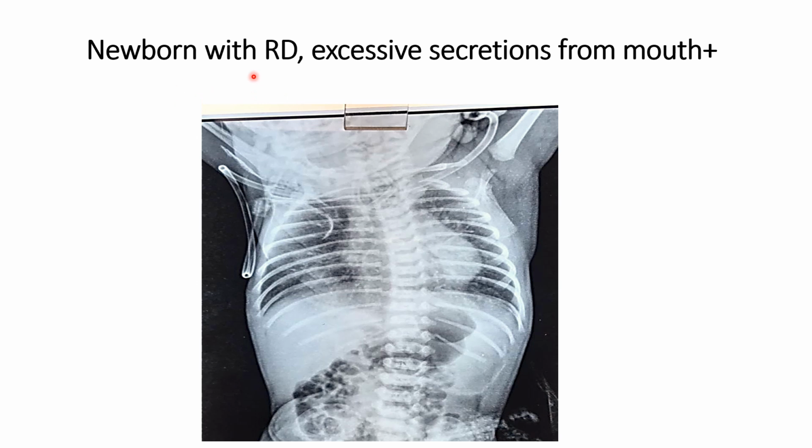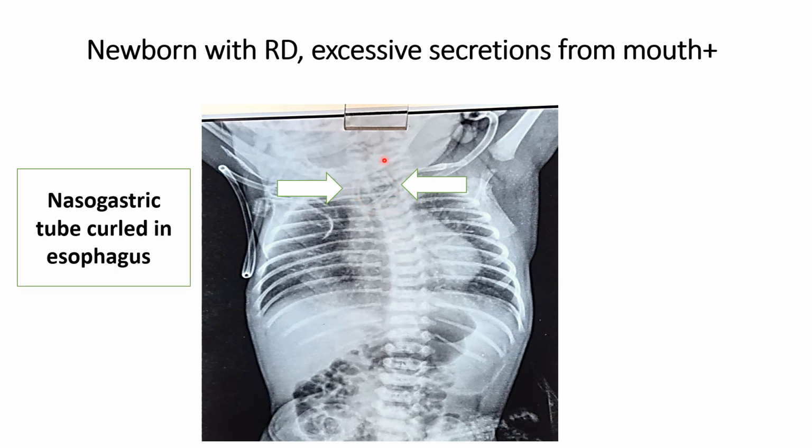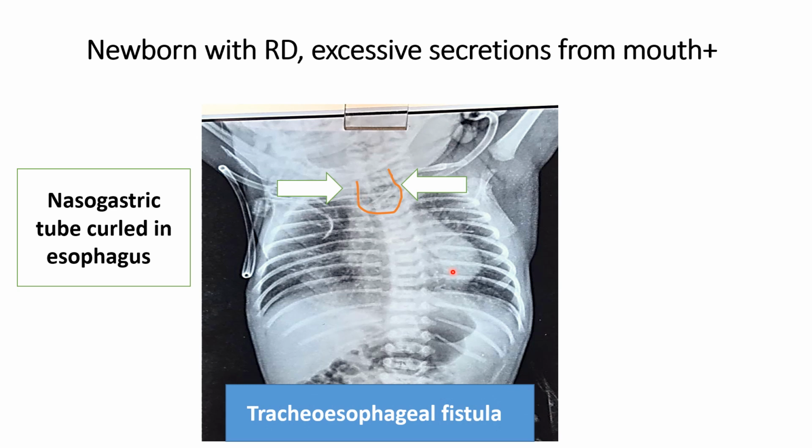In this, the patient will have respiratory distress in the newborn period, within 24 hours of life, and characteristically the newborn will have excessive secretions from the mouth. These are characteristic findings along with this abnormal radiological finding. Here you can see this is the nasogastric feeding tube which is curled up. So whenever you insert a nasogastric feeding tube and it is curled in the esophagus, it is characteristically seen in tracheoesophageal fistula. And we have to check the stomach air also.